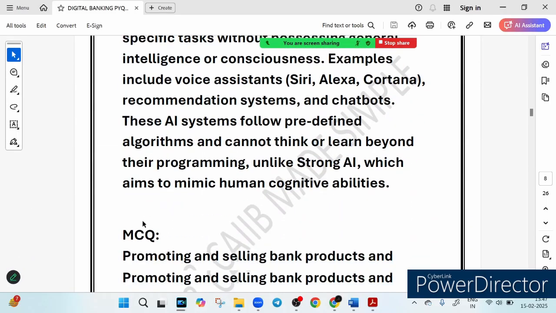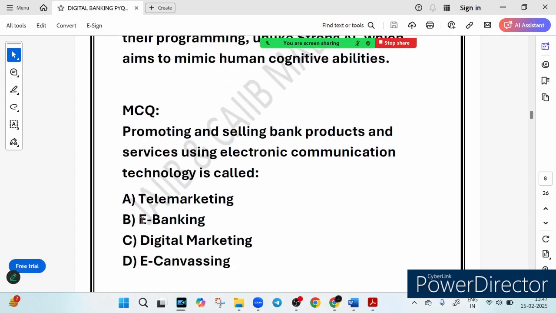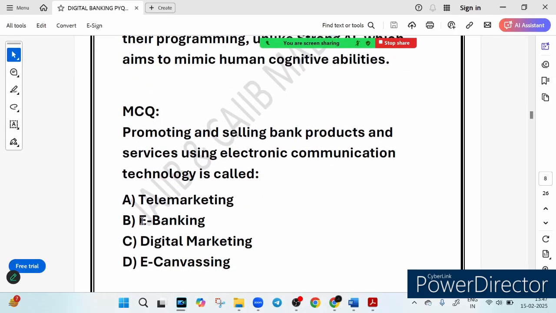Now let's see the next question. The next question is: promoting and selling bank products and services using electronic communication technology is what is called, right? So option number A says telemarketing. You know, telemarketing is wrong.